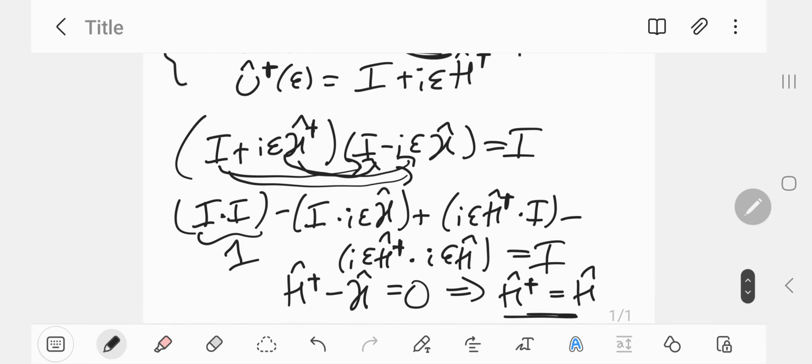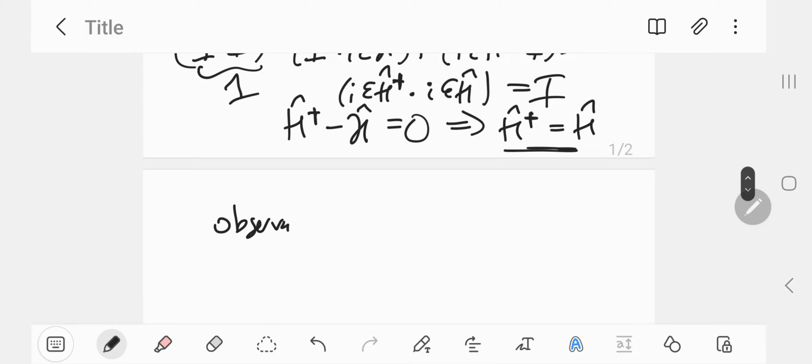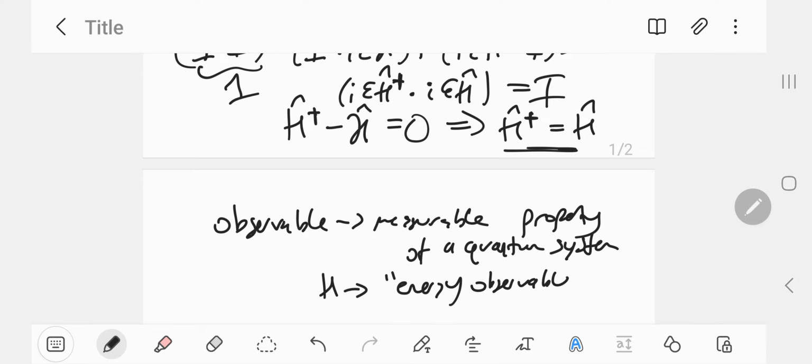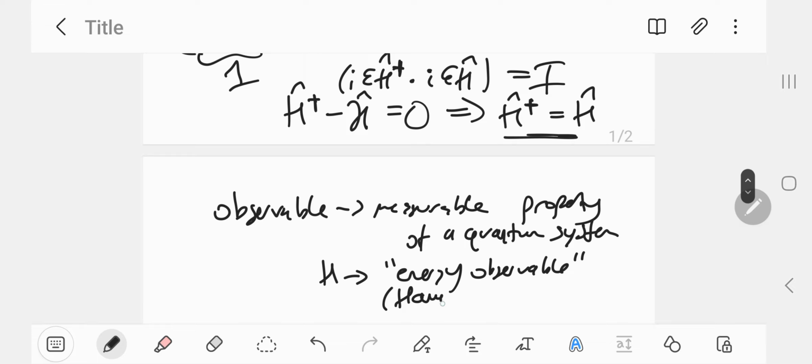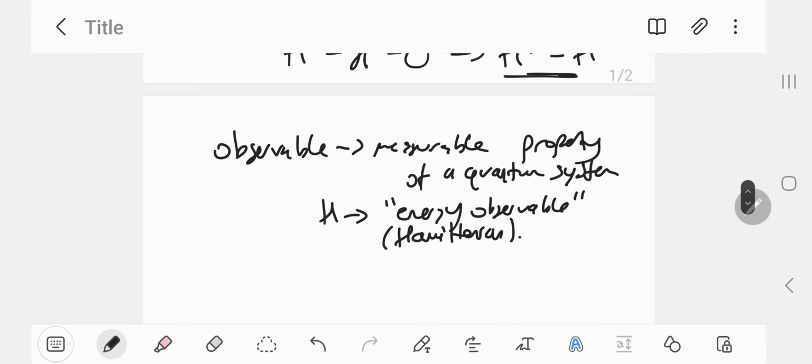And this basically means that H is both Hermitian and unitary, meaning that it's also an observable. It's the observable for the energy of a quantum system. It's called the Hamiltonian. An observable is a measurable property of a quantum system, where H is the energy observable, also known as the Hamiltonian. In the next video I'll show you how to get the Schrodinger equation using these steps.